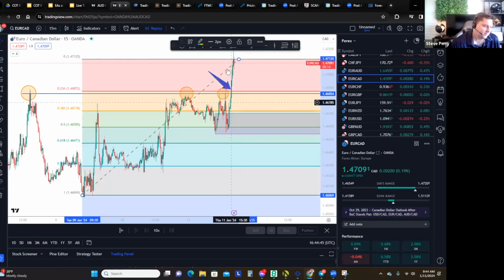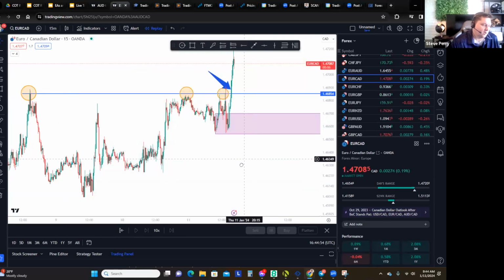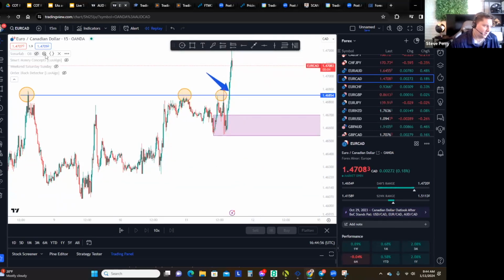Yeah, I mean, it's between the 38 and the 50 is kind of where, and the 61 or 62. Let's see, do we have order blocks? Let's take a look.